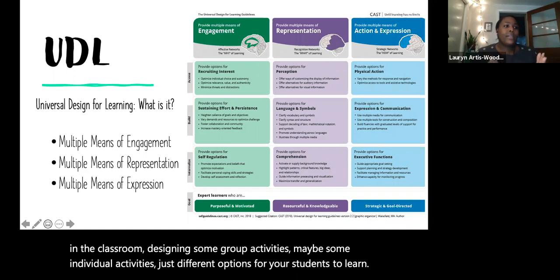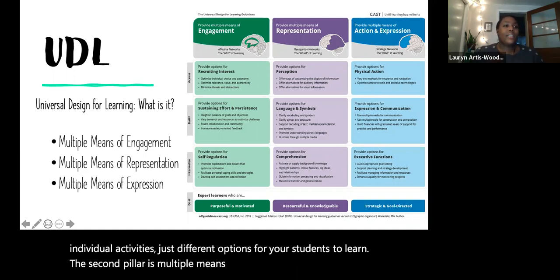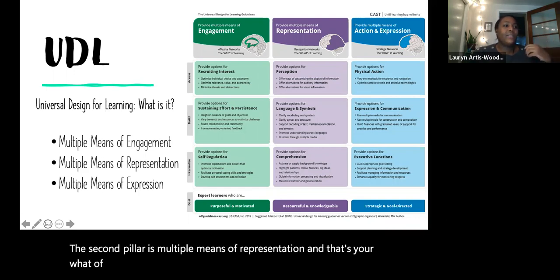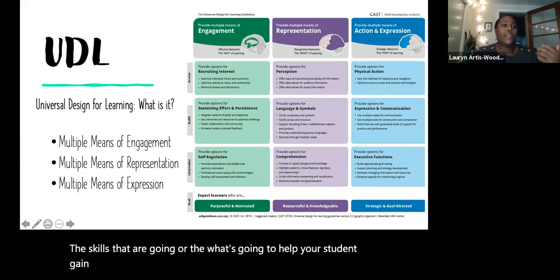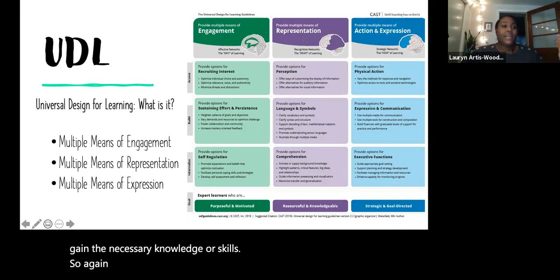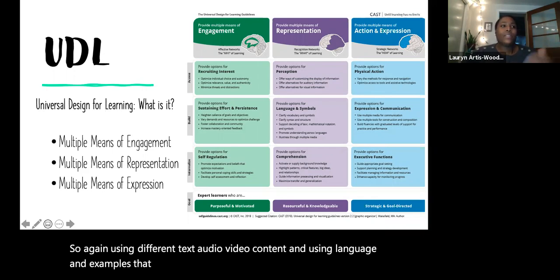The second pillar is multiple means of representation, and that's your what of learning. That's what's going to help your student gain the necessary knowledge or skills. So again, using different text, audio, video content, and using language and examples that your students can relate to.